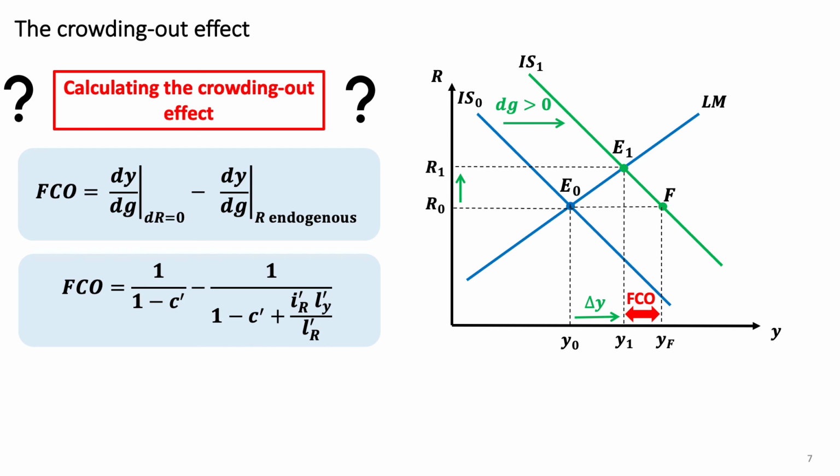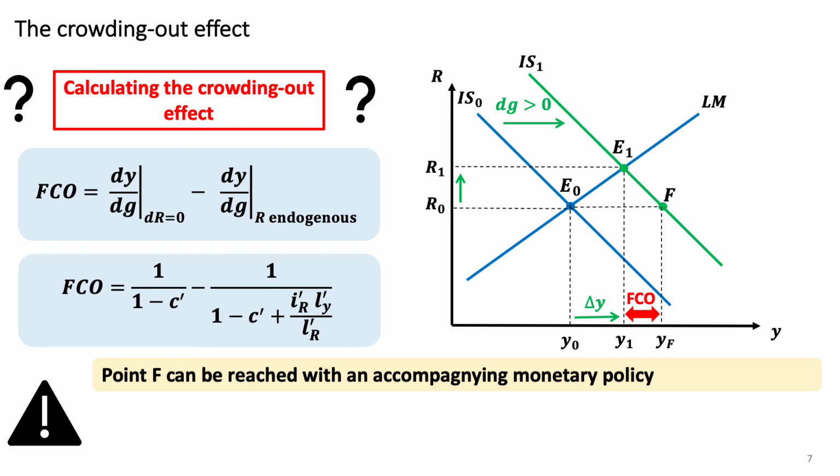Before concluding this video, 3 remarks. 1, the crowding out effect is related to the way the government chooses to finance its public spending. If the state decides to finance it through money creation, then we could reach point F. In this case, the supply of money would compensate the effects of an increase in demand of loanable funds. We call this a policy mix, which we will talk about a lot more in the next lesson.